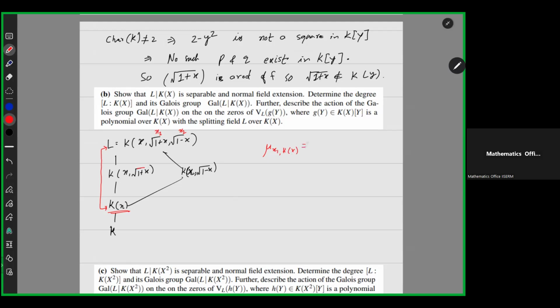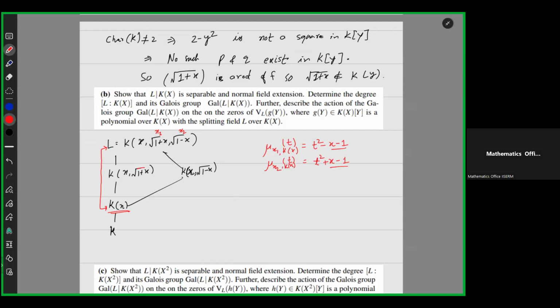What is this? x1 is a square root. Let's say the variable is t, then the minimal polynomial of x1 is t square minus x minus 1. What is the minimal polynomial of x2 over k(x)(x1)? This is t square plus x1 minus 1. Note that these are constants. They are lying in the base field, so no worry about that.